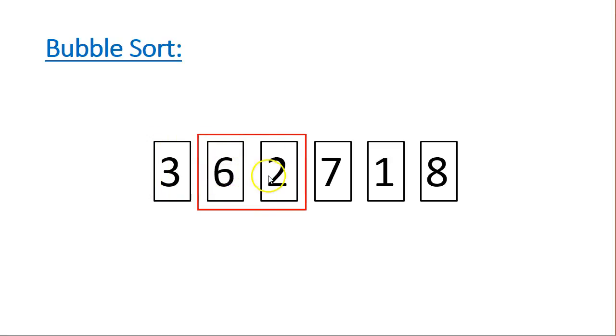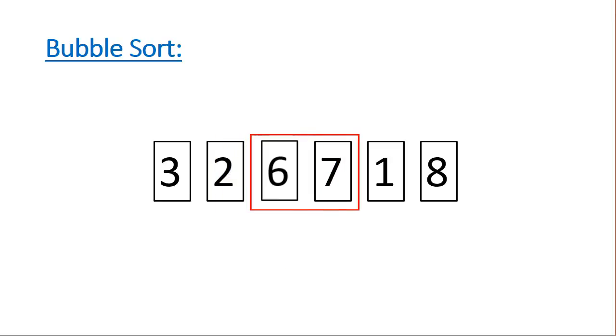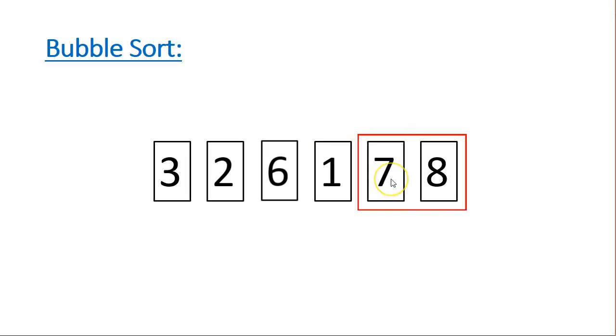In this case, 6 is larger than 2, so I'm going to swap those two elements. And what you'll see there is that now when I shift my bubble again, that 6 is being pulled up through the list. And now I see that 6 is smaller than 7, so I'm not going to do anything. I see that 7 is larger than 1, so I'm going to swap them. And then I see that 7 is less than 8, so I don't do anything.